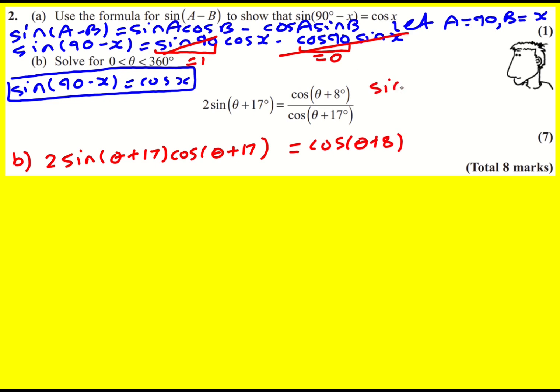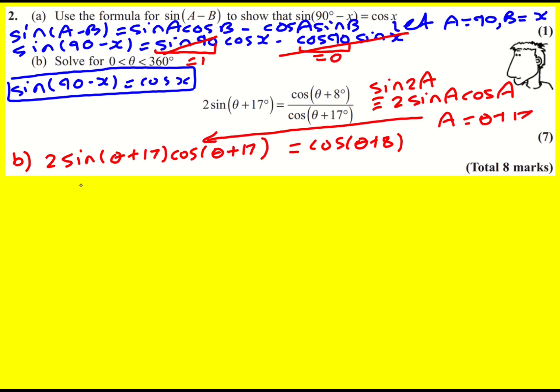So sine 2A is identical to 2 sine A cos A. And if I set A equal to theta plus 17, then I'll get this over here. So I just need to double it. This here will equal sine of 2 lots of theta plus 17.